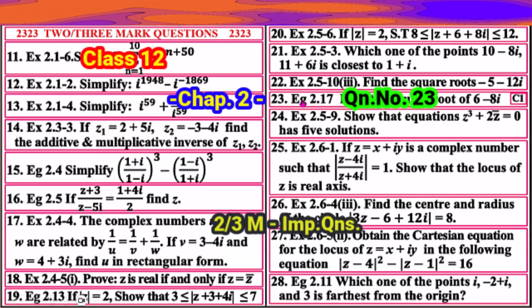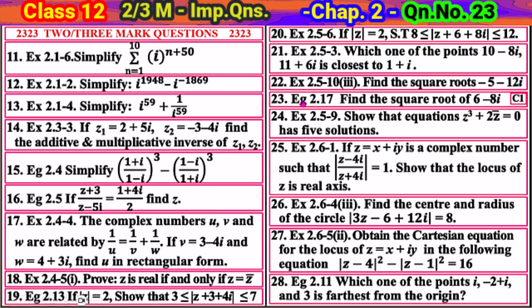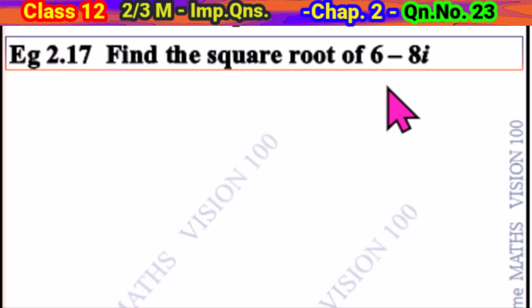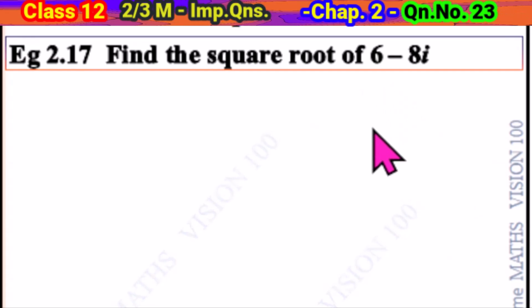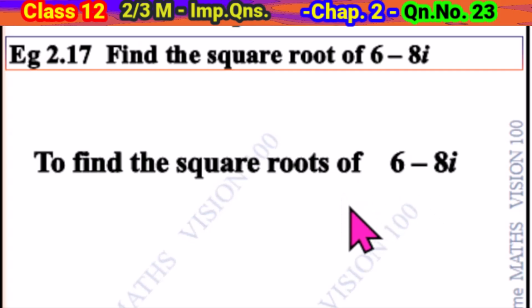Class 12 Important Questions, Chapter 2, Question number 23. Find the square root of 6 minus 8i. To find the square root of 6 minus 8i, solution.